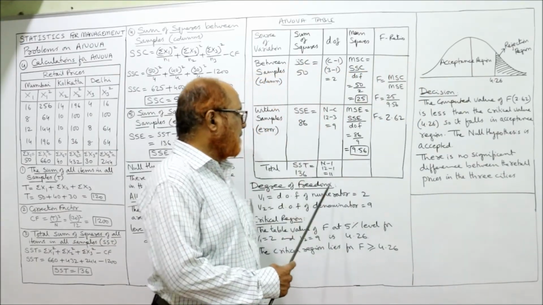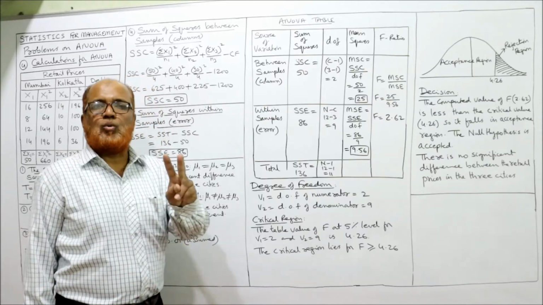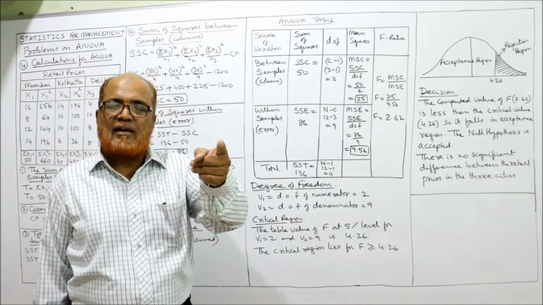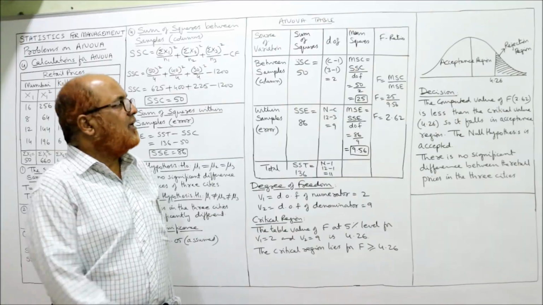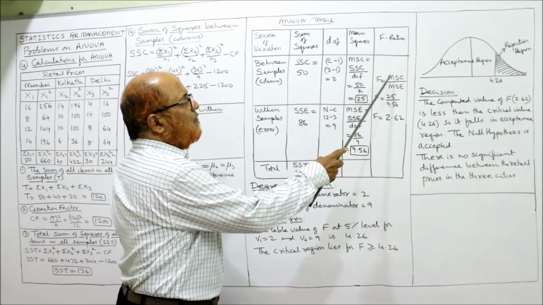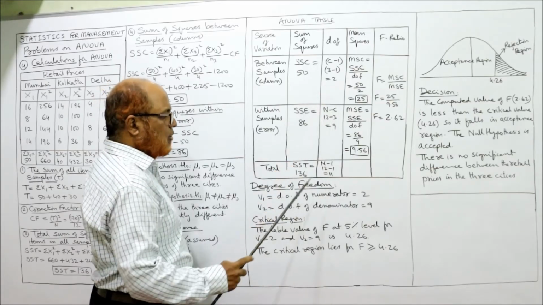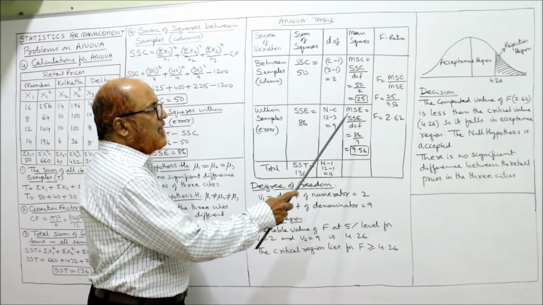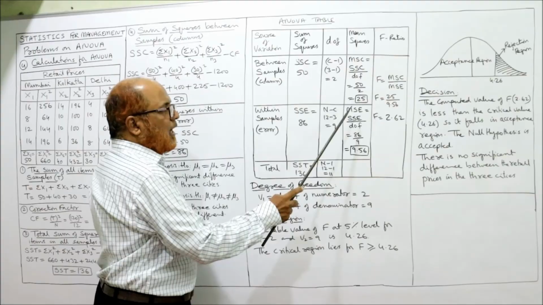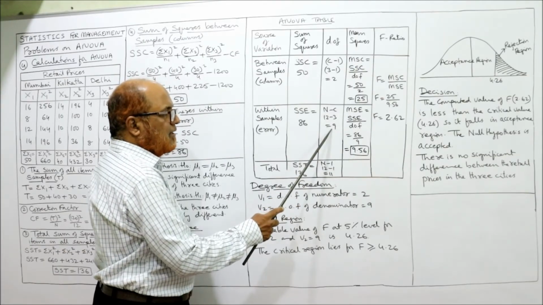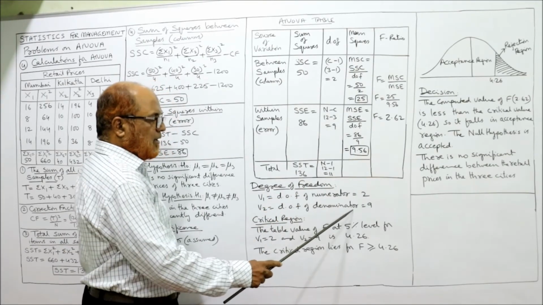Now, degree of freedom. We need 2: degree of freedom for numerator, degree of freedom for denominator. Here, numerator is MSC. For MSC, what is the degree of freedom here? 2. So, V1 is equal to 2. And denominator, we are having MSE. So, MSE, what is the degree of freedom? 9. So, V2 is equal to 9.